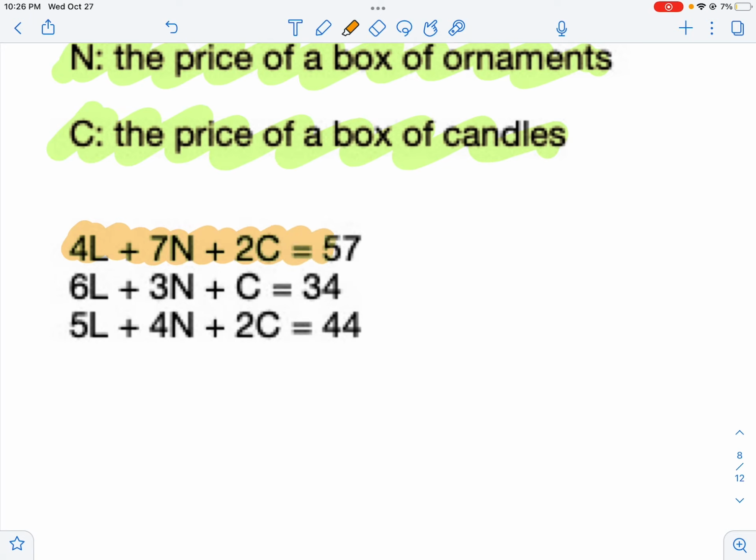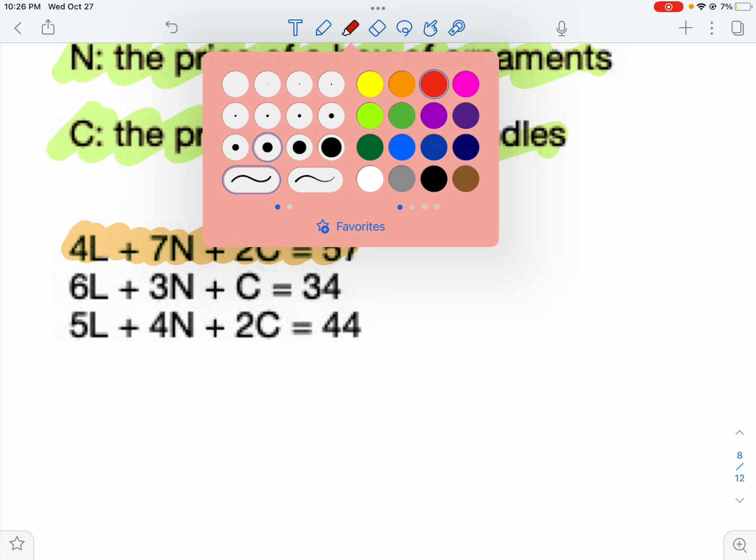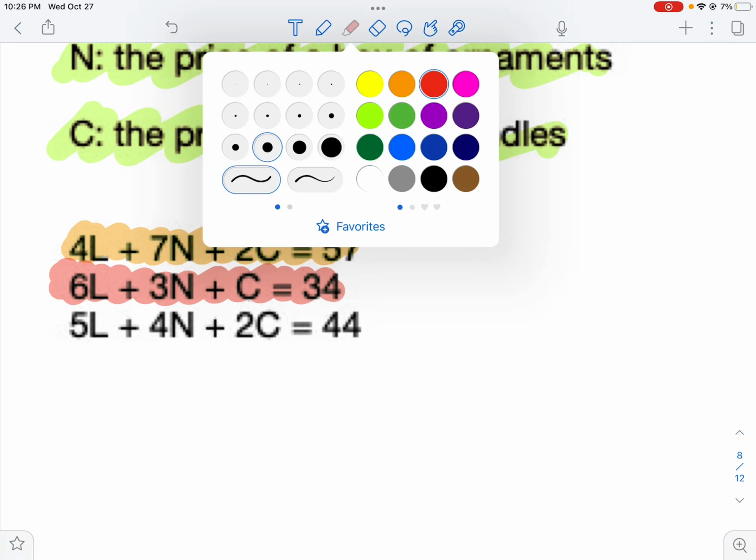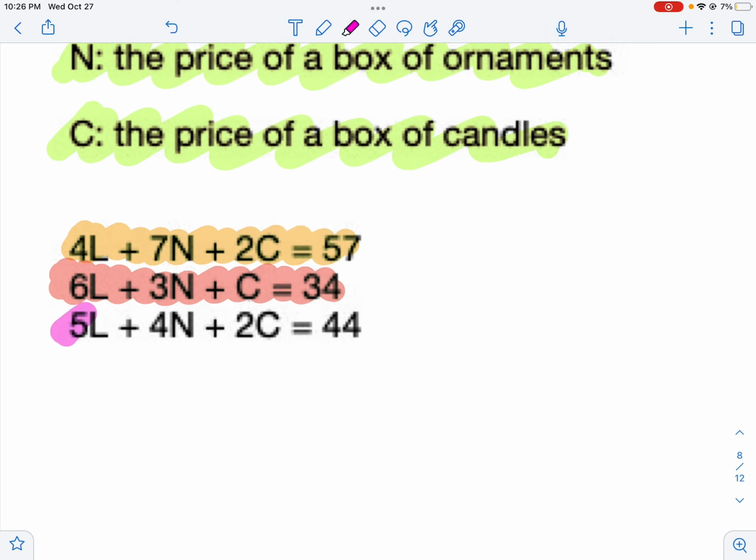So this is my first equation here, 4L plus 7N plus 2C equals 57. And my second equation, 6L plus 3N plus C equals 34. And our third equation, 5L plus 4N plus 2C equals 44. So what this means is that 1 year I bought 4 boxes of lights, 7 boxes of ornaments, 2 boxes of candles, and I paid $57.